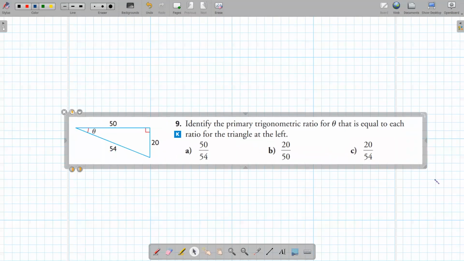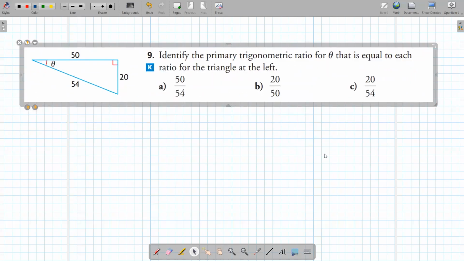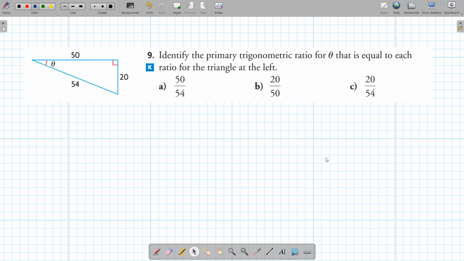So look at this question. It says identify the primary trig ratios. And why is it saying primary? What comes after primary? Secondary. Right. We're not going to do secondary, but would you like to see what they could possibly look like? Here, let me tell you what they are. This is just to bring out your curiosity. We have sine, we have cosine, and we have tan, right?